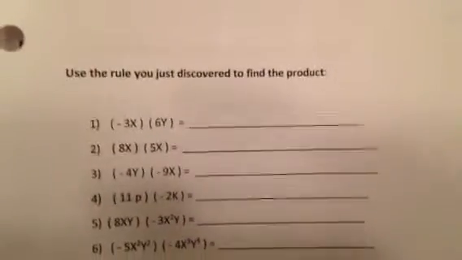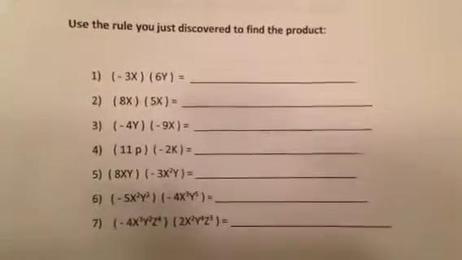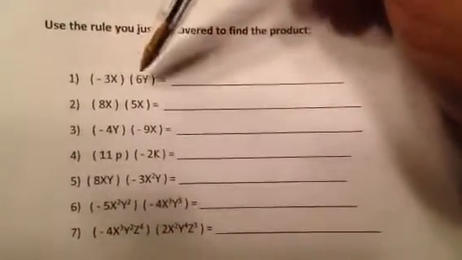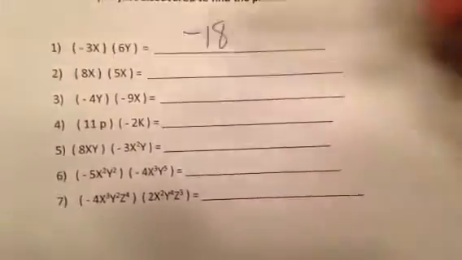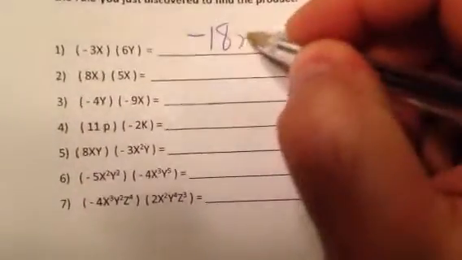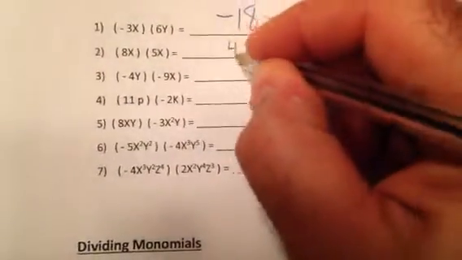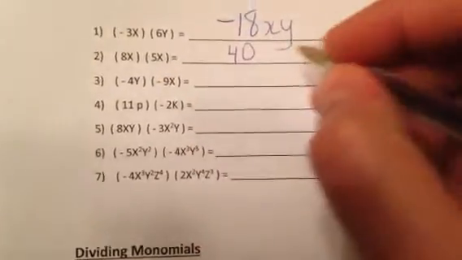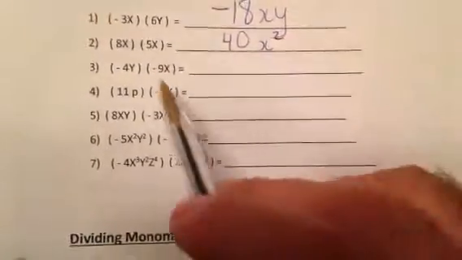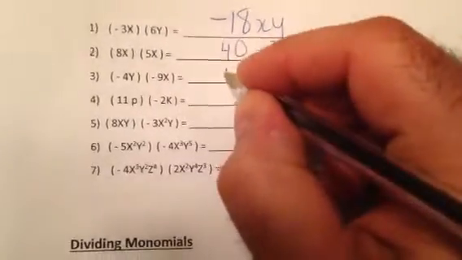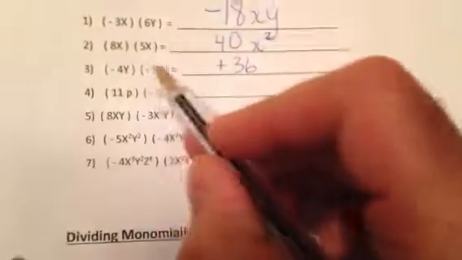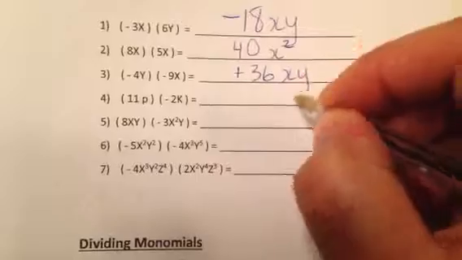And I'll leave you with the last step, which is we should now be able to just use this rule that we've just discovered to find the product. So again, using the rule here, we go negative 3 times 6, negative 18. X times y, xy. They just join together. 8 times 5, that's 40. X times x, x squared. Negative 4 times negative 9, that's positive 36. Y times x, alphabetically we won't put yx, we'll go xy.